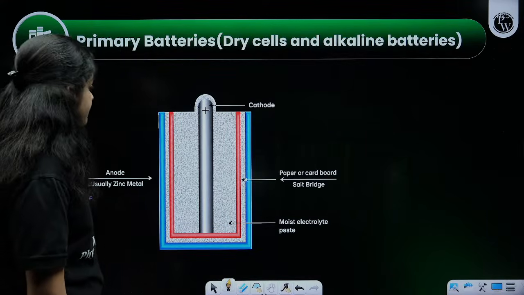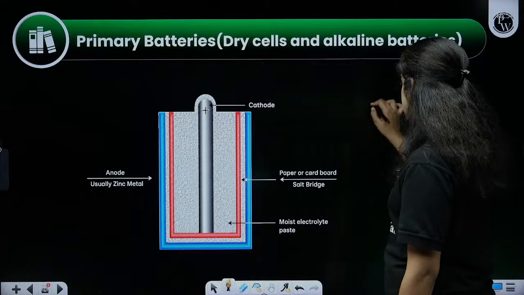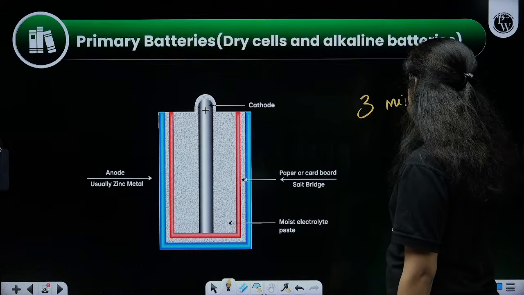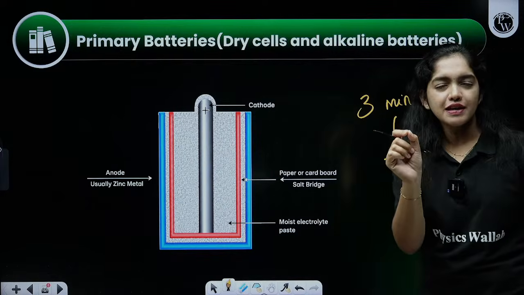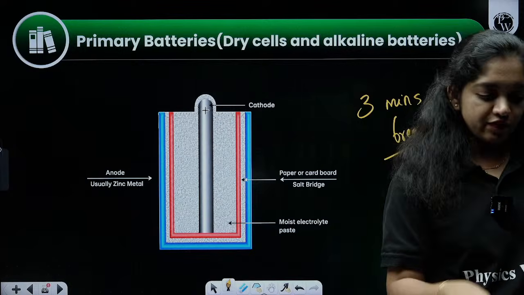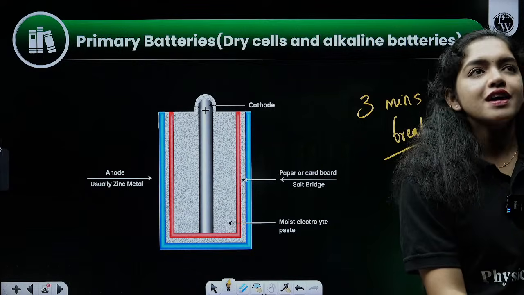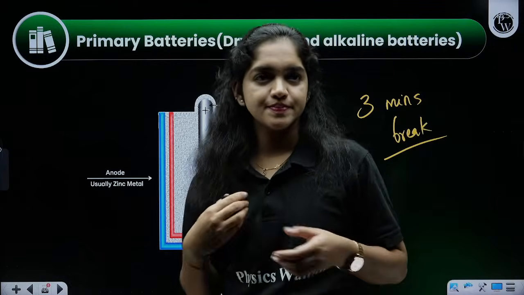Primary cell. Ma'am will come in 2 minutes. Just a 2 to 3 minutes break. I want to just drink a little water and I will come back in 3 minutes. Okay. Wait here. Don't go anywhere. I will come in 3 minutes. Okay, my dears.